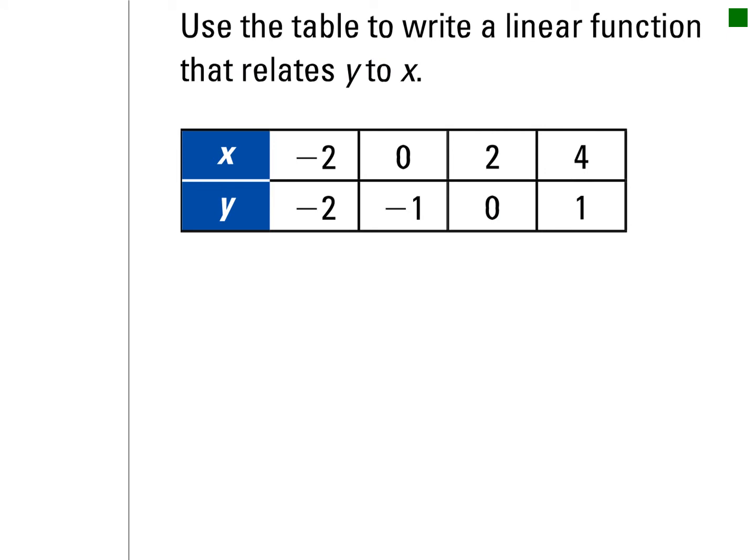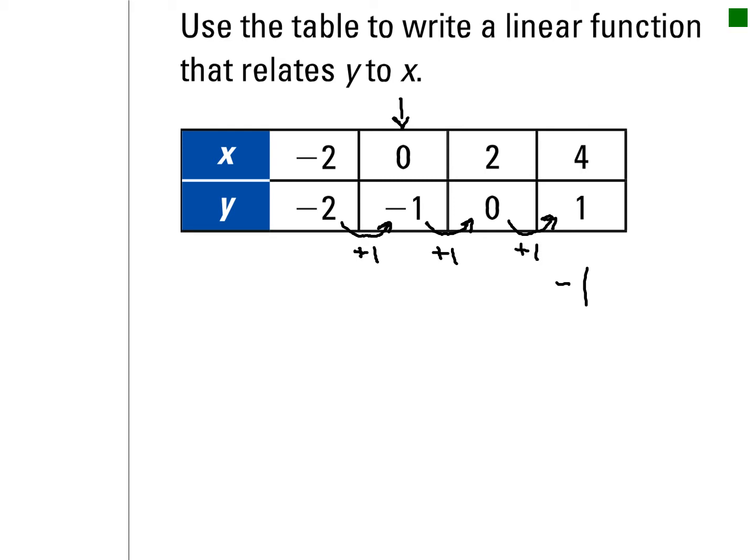Here we have a table, and we're going to first identify the y-intercept. The y-intercept is when x equals 0, so that's a no-brainer. The y-intercept is negative 1. Now let's find some slope. Here the change in y is plus 1, and it's plus 1, and it's plus 1. You're going to see this consistent pattern every time.